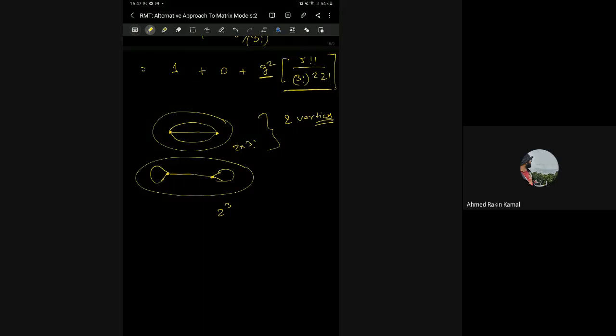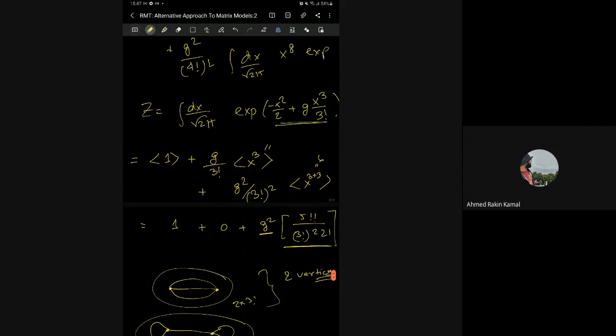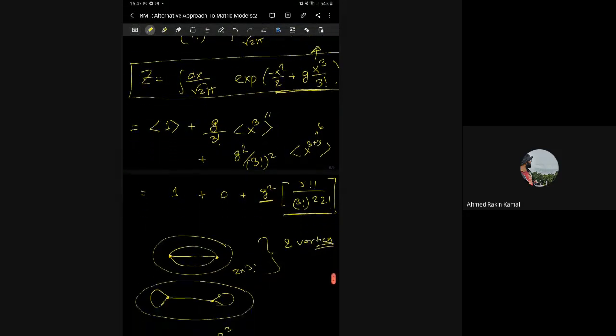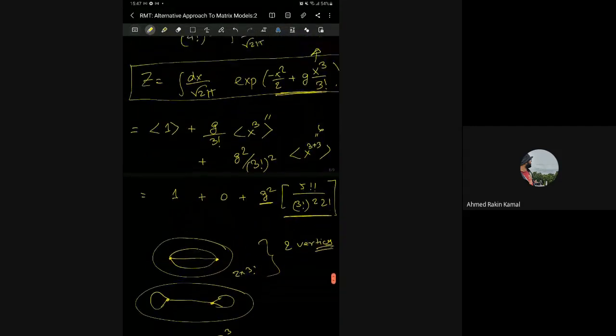But this is basically, so what is this function doing? What is the basic job of this function? This function is telling me that, for example, at this x cubed order, if x cubed is there in the term, it is generating for me those graphs whose valency is 3, and the symmetry factor associated with those graphs. This is what my function z is doing.